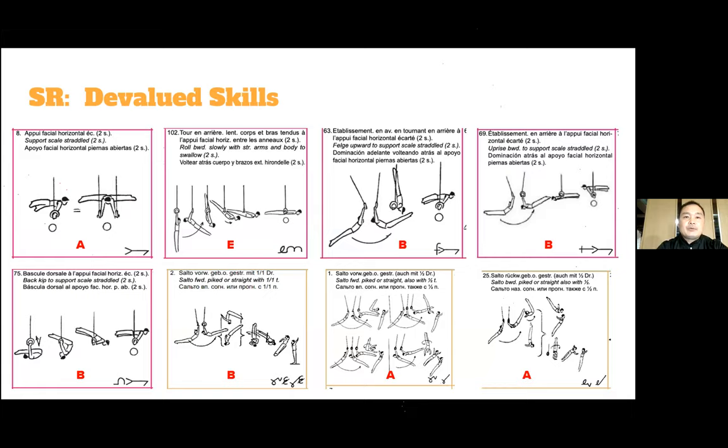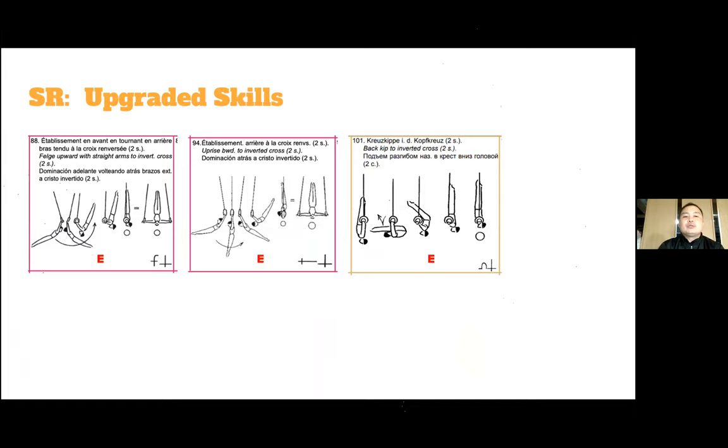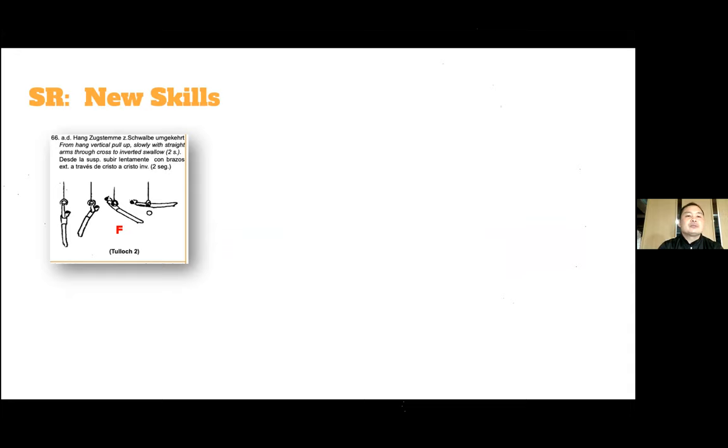Upgrade skills. Fragile about with the straight arms, inverted cross, and also backwards. This is the E value. So please take a note. Last current cycle is the D, but new code, this is E value, upgrade. New skills. This is from hand, vertical pull-up slowly with the straight arm through the cross inverted swallow. This is F value.